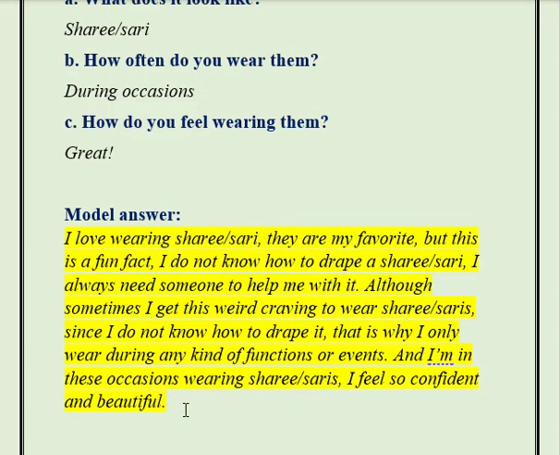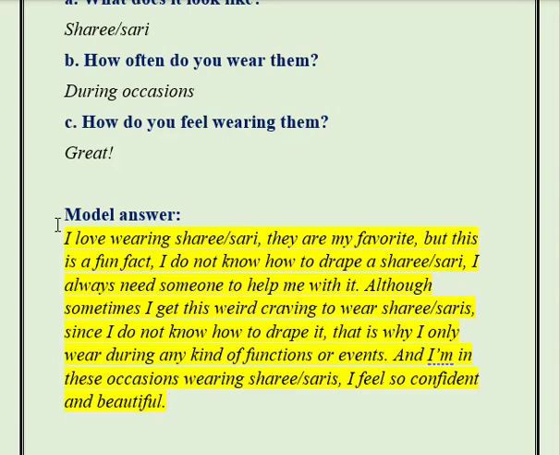So now I'm going to go ahead and read the model answer for you, which is, I love wearing saris. They are my favorite. But this is a fun fact. I do not know how to drape a sari. I always need someone to help me with it.